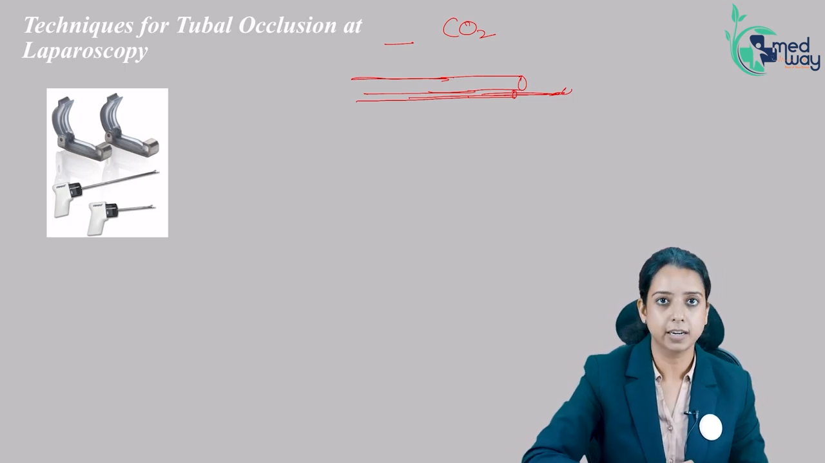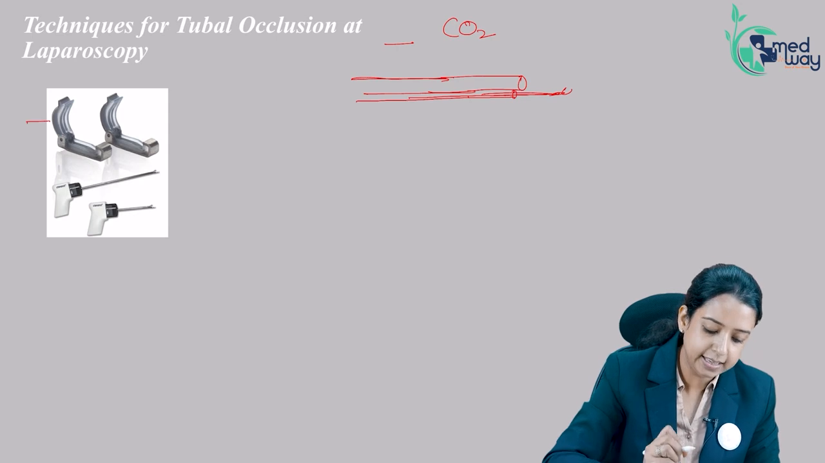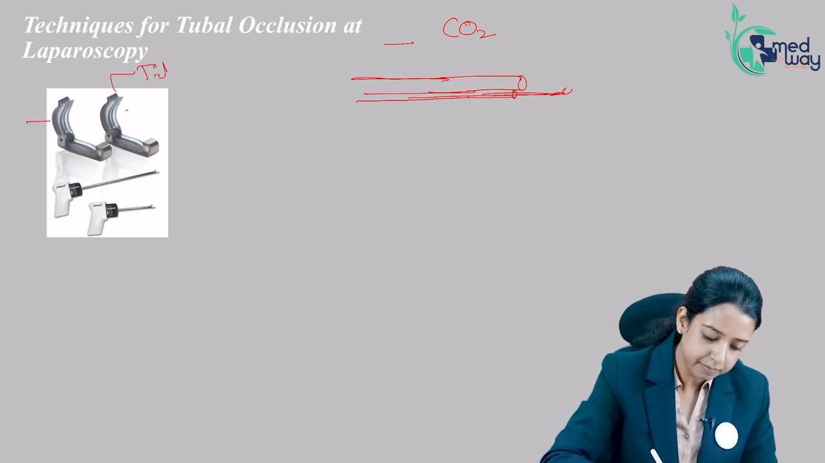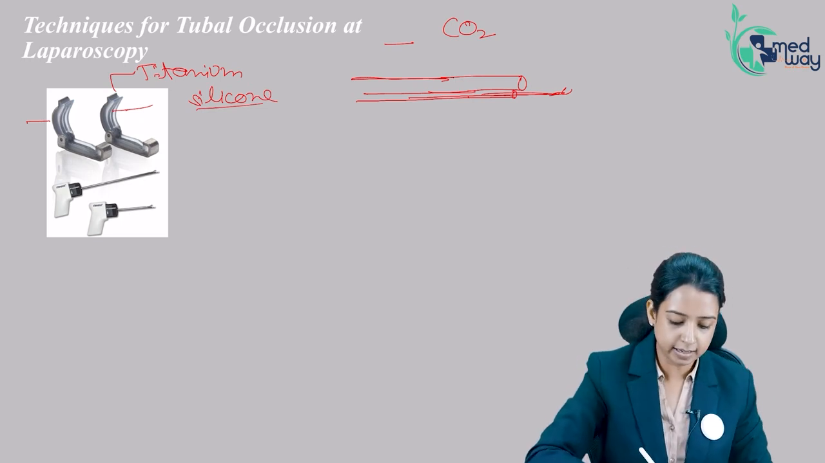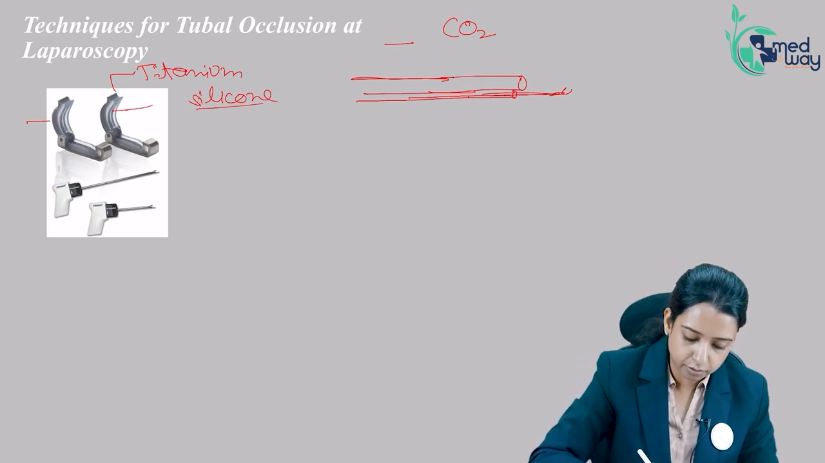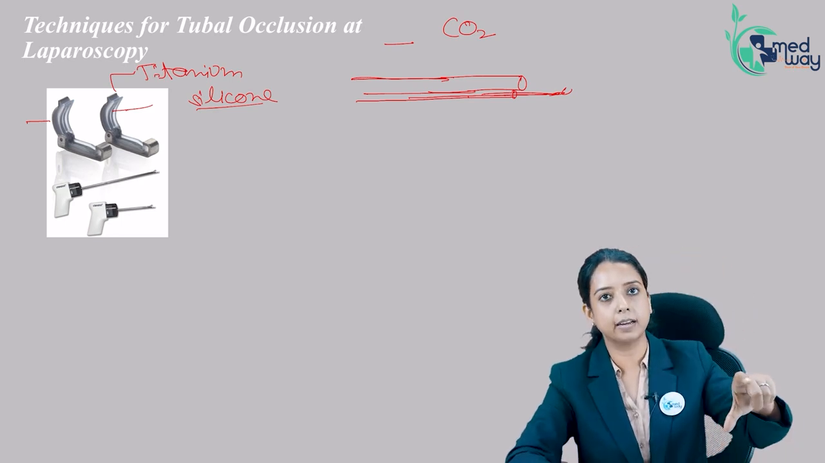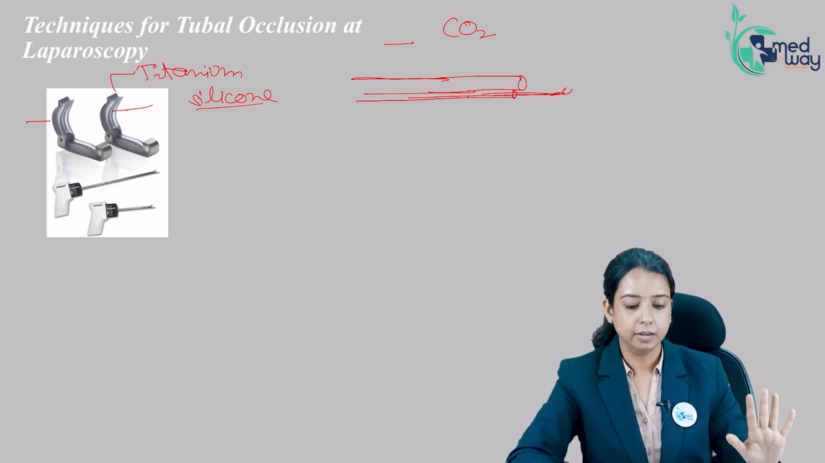This is the Filshie clip. Filshie clips have an inner smooth silicone lining, and the outer side is made of titanium. So they are titanium clips, with the inner lining made of silicone. This is the instrument. You can introduce it from that umbilical port, holding this clip, go inside and clip it on the tube. It will get occluded. So this is the Filshie clip.